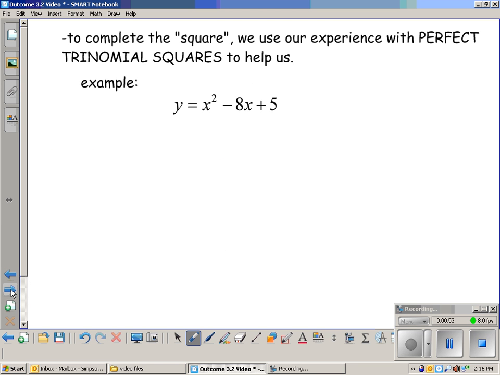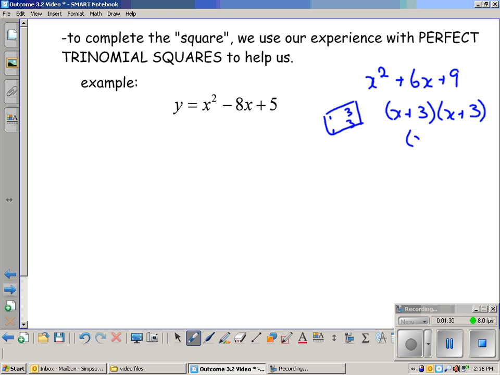To complete the square, we use our experience with perfect trinomials to help us. So let's first of all review what a perfect trinomial is. A perfect trinomial is one where when we factor it, it will give us two equal factors. So if we look at this example, using our box method, we could factor this into 1 and 1, 3 and 3, and we end up with two equal factors of x plus 3. They can be written separately or as x plus 3 squared.